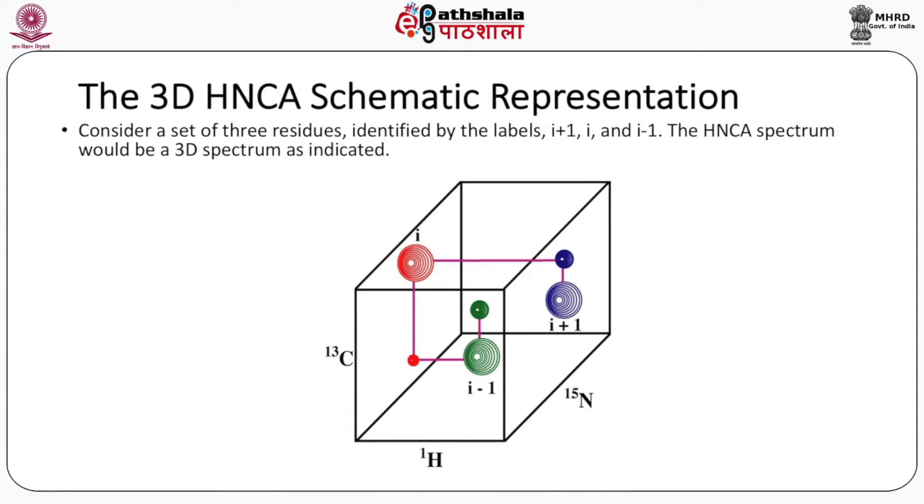Consider a set of 3 residues identified by labels I plus 1, I and I minus 1. The schematic HNCA spectrum would be a 3D spectrum as indicated, and it is also color coded. I plus 1 you can see in blue, I you see in red, and I minus 1 you see in green. There are 3 axes, one is labeled as proton, the other is labeled as N15, and the third is labeled as C13. So that each peak has 3 coordinates, a proton chemical shift coordinate, an N15 chemical shift coordinate, and a C13 chemical shift coordinate.